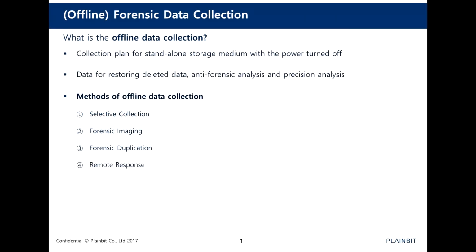Offline collection method collects data when the power is off and is performed for restoring deleted data, anti-forensic analysis, and precision analysis. There are 4 types of offline collection methods: selective collection, forensic imaging, forensic duplication, and remote response.